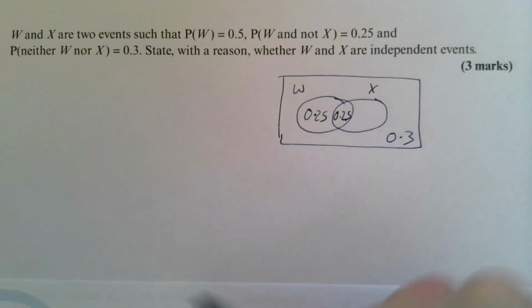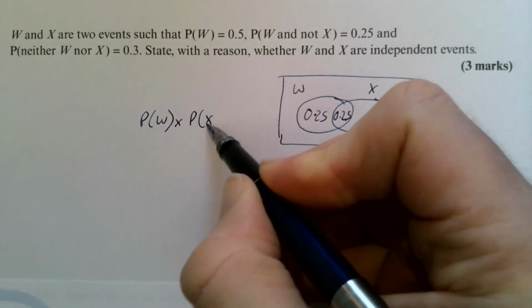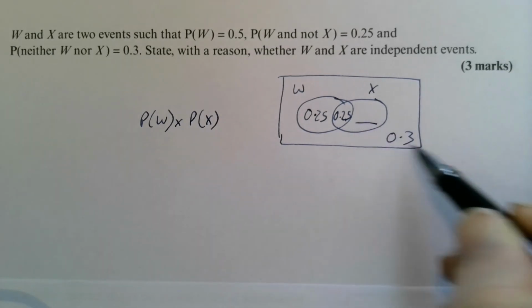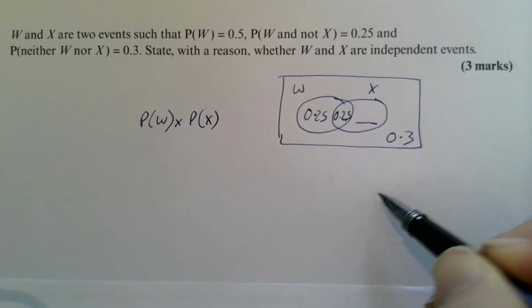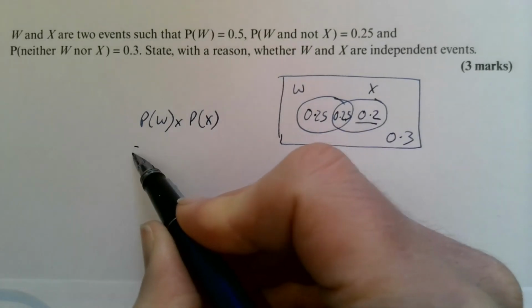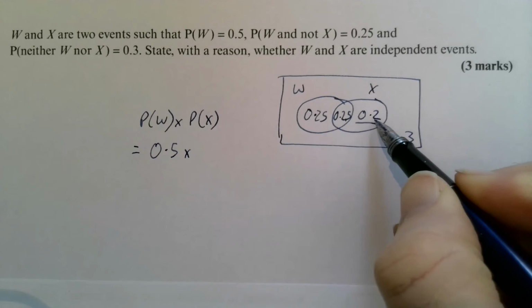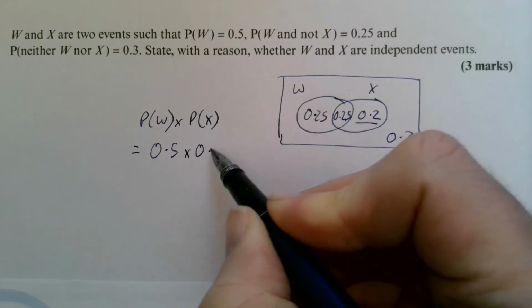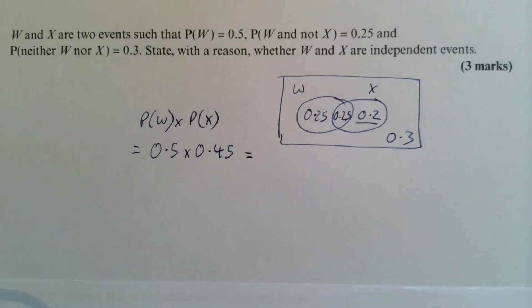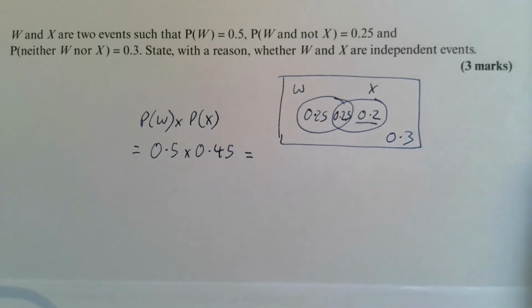Now to work out whether or not they're independent, we need to do the probability of W multiplied by the probability of X. Well, that means we need to fill this in. Well, that's 0.5 plus 0.3 makes 0.8, so that must be 0.2. So the probability of W is 0.5. The probability of X is 0.2 plus 0.25 is 0.45. Multiplying those together, it needs to be 0.25 if they're going to be independent, and it doesn't look like it is. That's getting me 9/40ths, or 0.225.